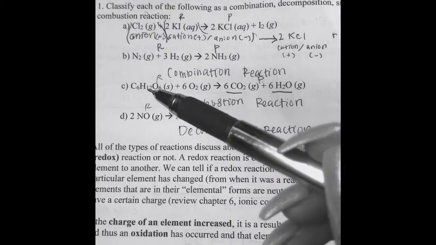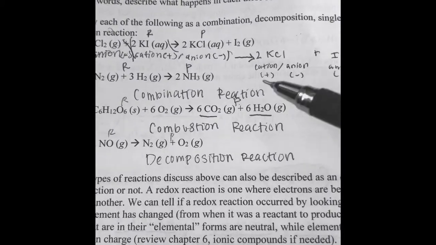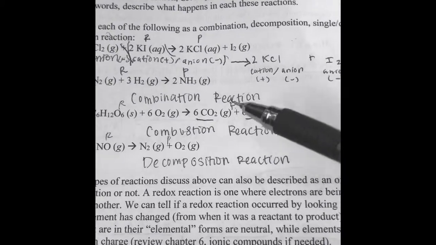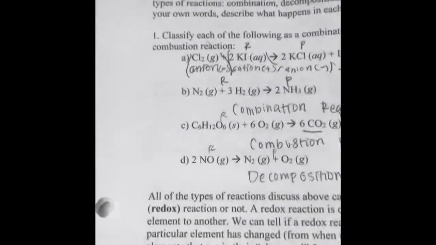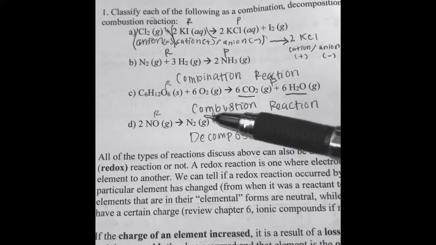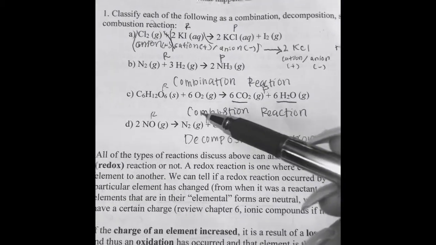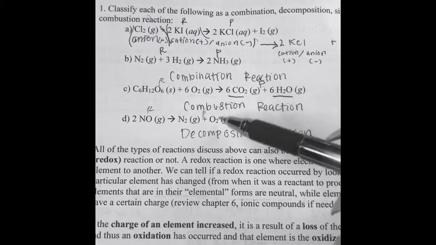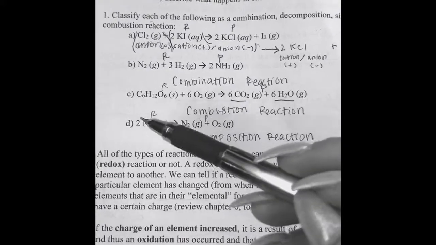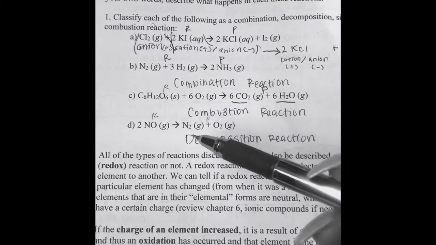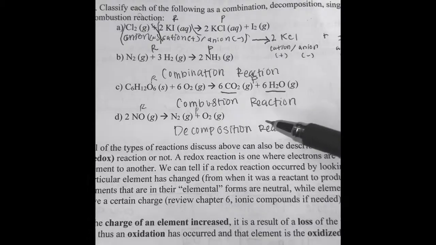Now for 1C, whenever we have carbon dioxide and water on our product side, we're always going to name it a combustion reaction. Very easy, right? So now moving forward, 1D, we have nitrogen gas equaling nitrogen gas and oxygen gas. Whenever you have a compound equaling its single elements, we call that a decomposition reaction.